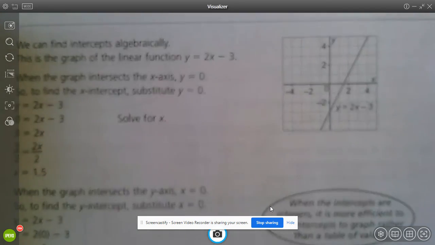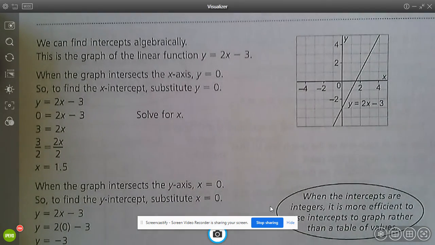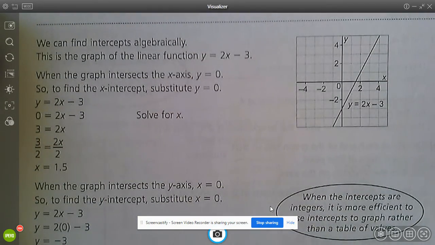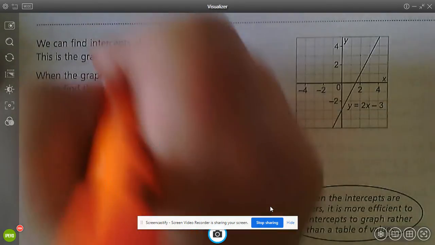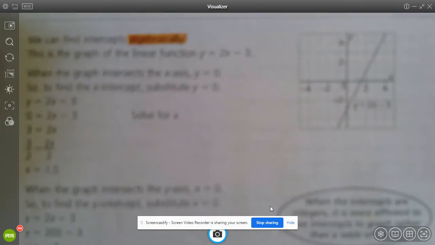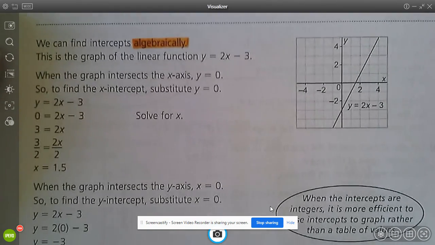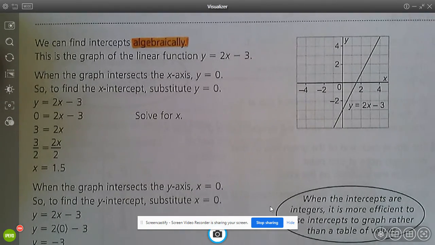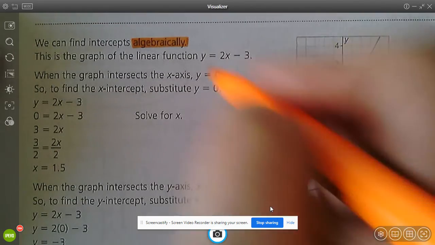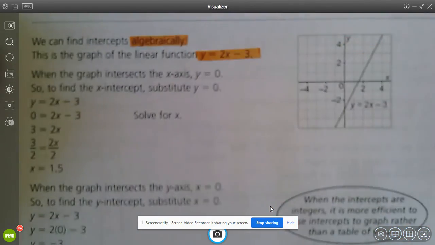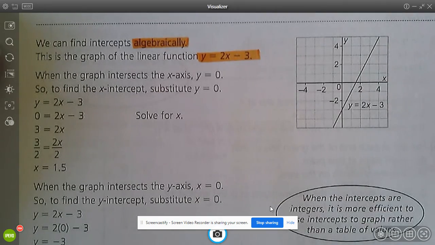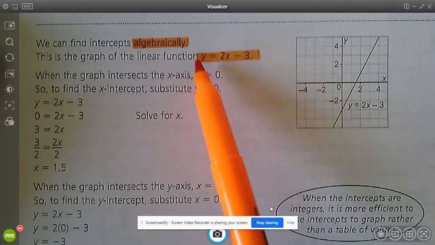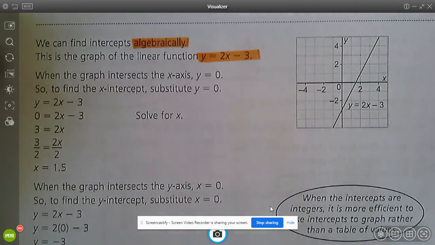That's your practice. Okay. Now, we can find those x and y intercepts using a graph. We can also do this algebraically. So there's a few things that we need. If we want to do this algebraically, we need to know what the equation for our linear function is. So in this example here, they've given us y equals 2x minus 3.